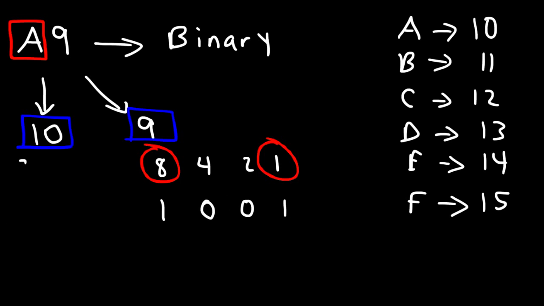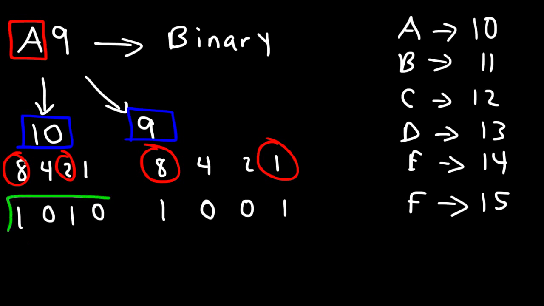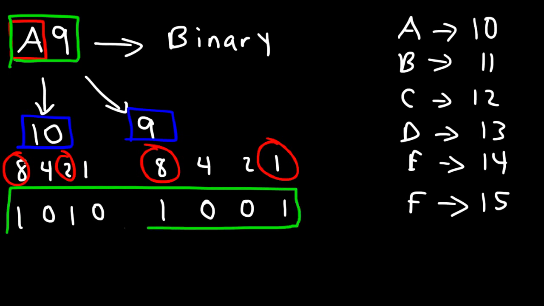Now let's use the same pattern of numbers for 10. 10 is the sum of 8 and 2. So because we use those numbers, let's replace them with 1, and we'll use a 0 for the 4 and the 1, since we didn't use those numbers. So 10 is represented by the binary number 1, 0, 1, 0, and 9 is represented by the binary number 1, 0, 0, 1.